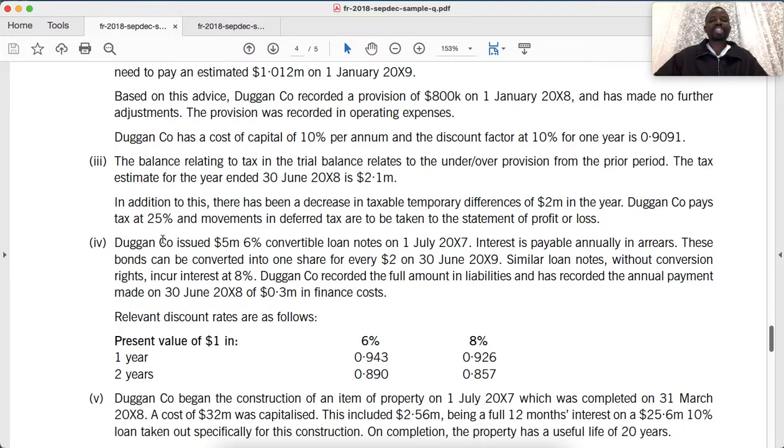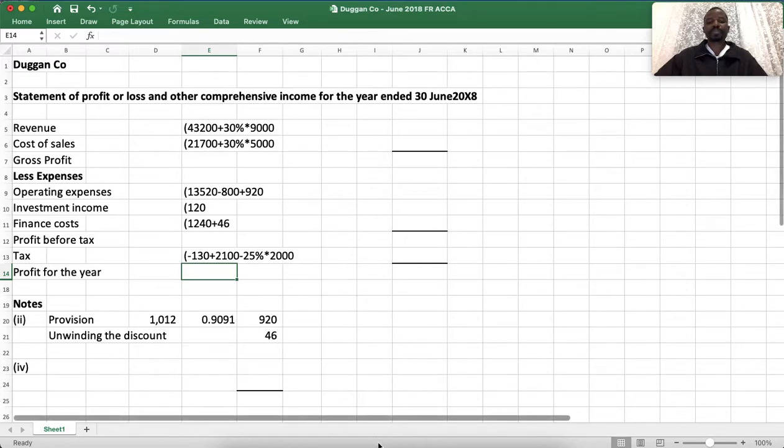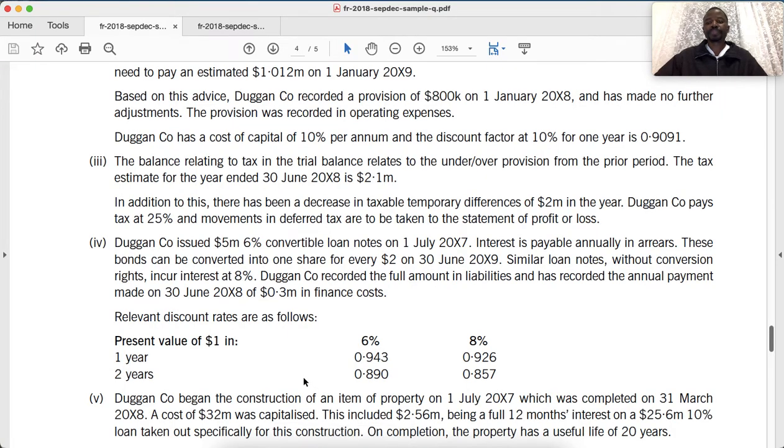This is a reduction in deferred tax. So it's a reduction, a subtraction or a reduction in the expense. So we'll say minus 25% multiplied by 2 million. 25% of 2 million, that is the deferred tax movement. Let's continue.